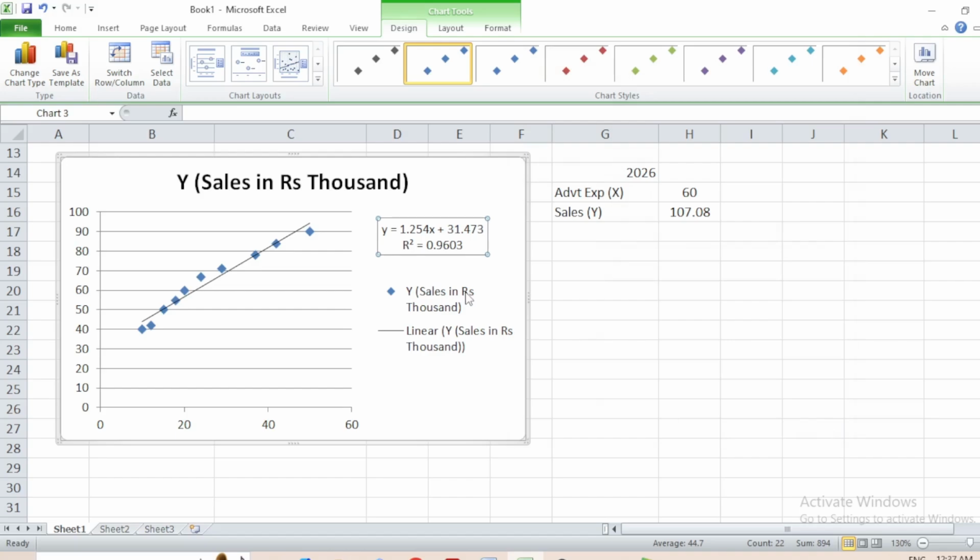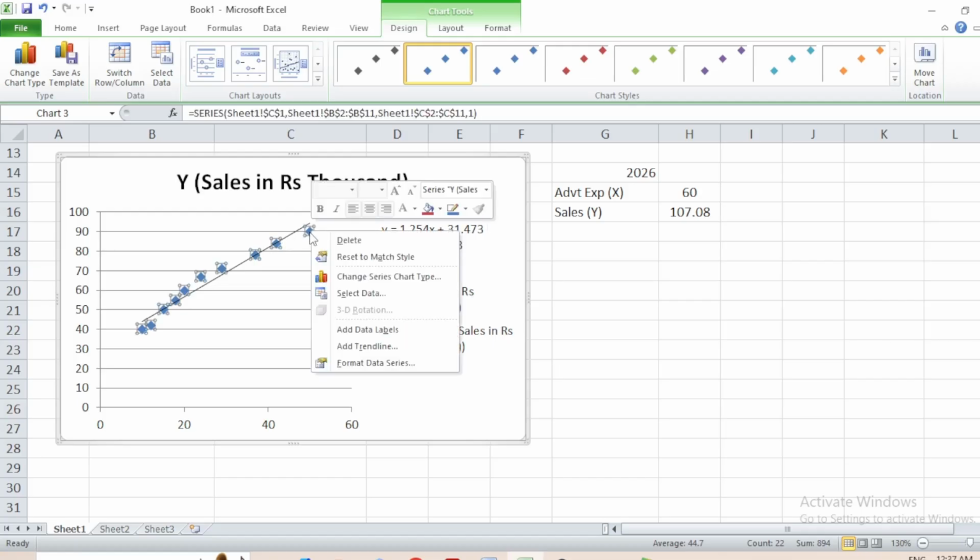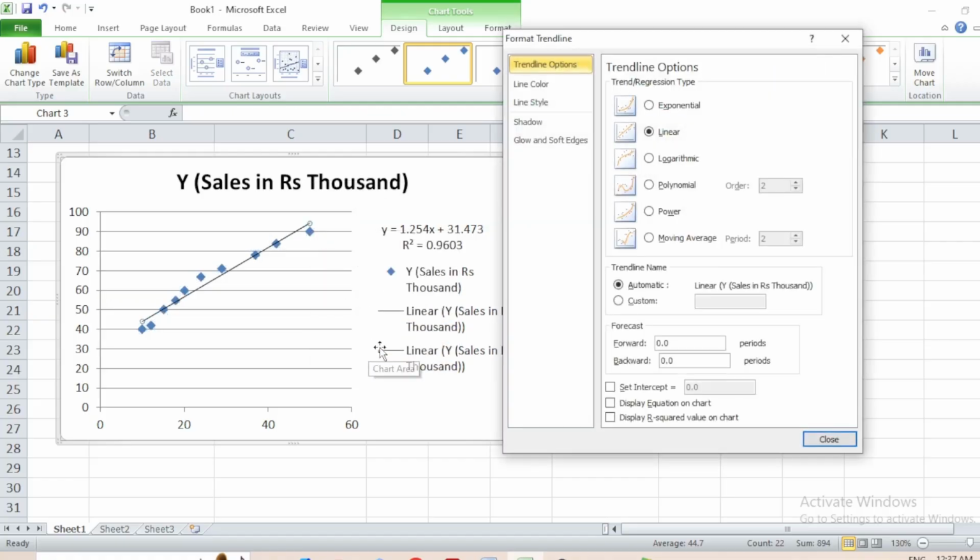Now, here you can see our trend equation starts with the first data point and it ends on the last data point. So can we start the trend line from some other point? So let us say we are adding trend line. Again, we are going back to that thing.